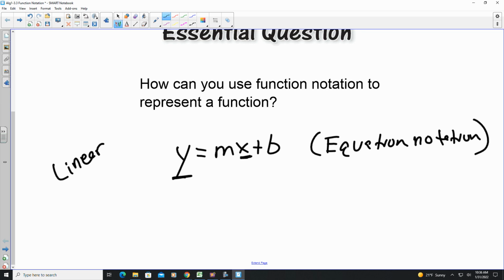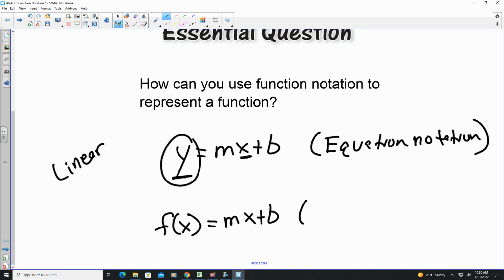If we are looking at something with function notation, you are replacing the dependent variable with the function of the independent variable. So instead of writing y, you're going to write what is called f of x. That is how it is said. f of x is going to be equal to mx plus b. This is the function notation.